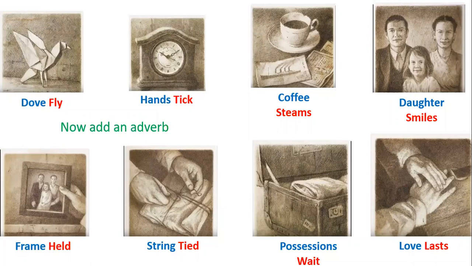So the dove could fly, the hands could tick, the coffee steams, the daughter smiles, the frame is held, the string is tied, the possessions wait, the love lasts. So I've just put a verb with each one. And now I'm going to add an adverb to each one. And that's basically my poem. I'm going to put it together.